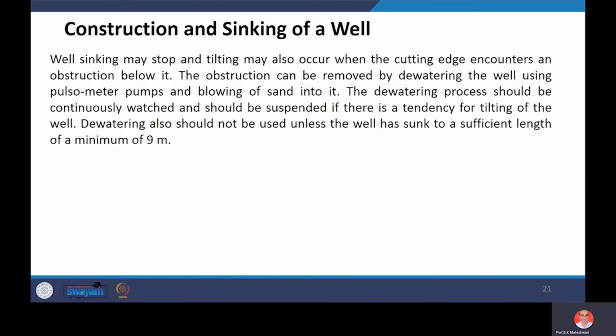So in summary, well sinking may stop and tilting may also occur when the cutting edge encounters an obstruction below it. The obstruction can be removed by dewatering the well using what are called pulsometer pumps and blowing the sand into it. The dewatering process should be continuous and should be suspended if there is a tendency for tilting of the well. Dewatering also should not be used unless the well has sunk to a sufficient length of a minimum of 9 meters. So only if the well has already sunk to 9 meters should one use dewatering.